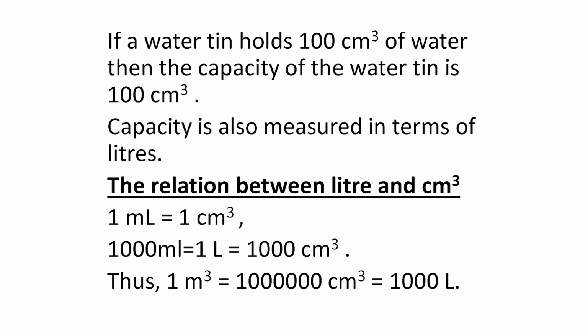Capacity is also measured in terms of liters. Let's see the relation between liters and centimeter cube. 1 milliliter is equal to 1 centimeter cube. Therefore, 1000 milliliters will be equal to 1000 centimeter cube, that is exactly equal to 1 liter. Thus, 1 meter cube will be equal to 1000 liters, that is 10 lakh centimeter cube.